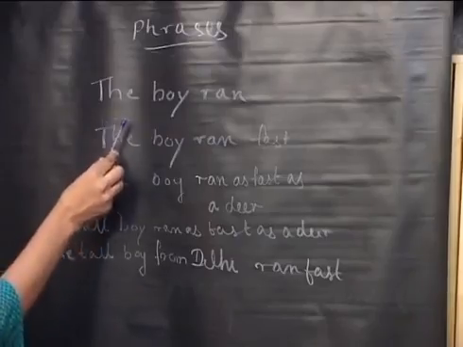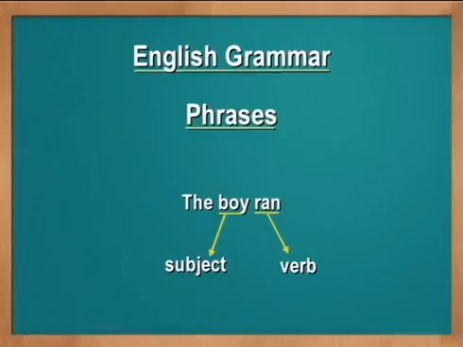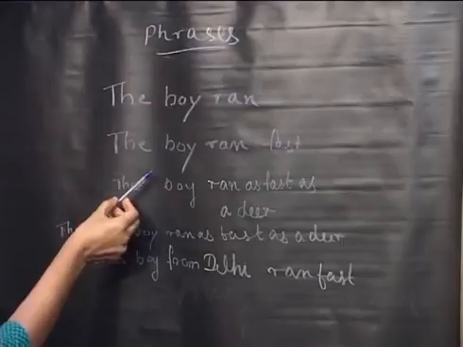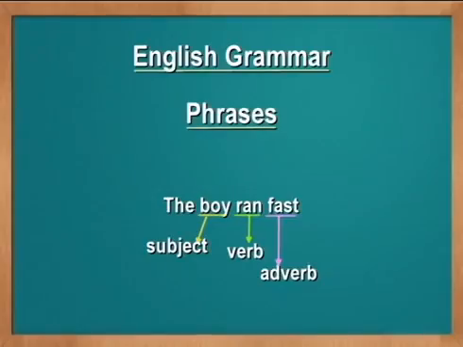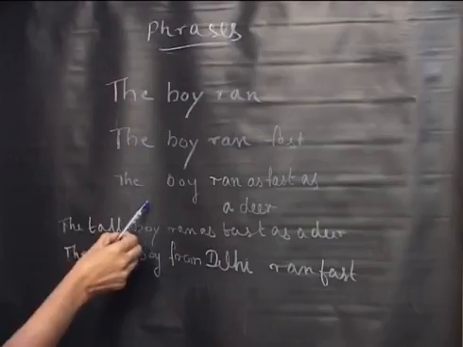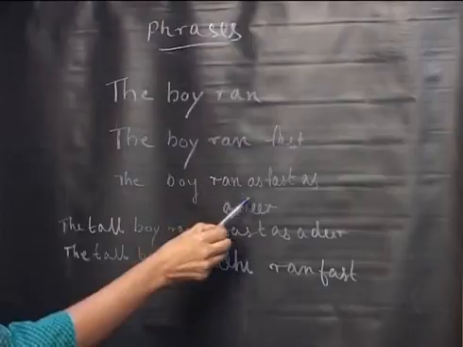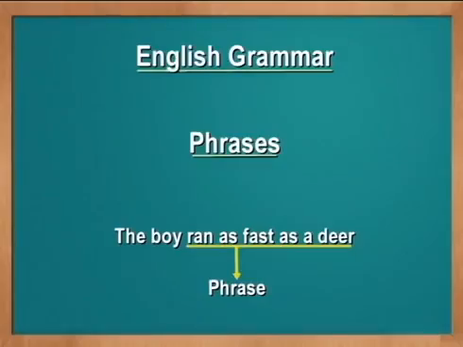Look at the sentences. The boy ran. You know, the boy is the subject, ran is the verb. And the next sentence, the boy ran fast. Subject, verb and adverb. The boy ran as fast as a deer.